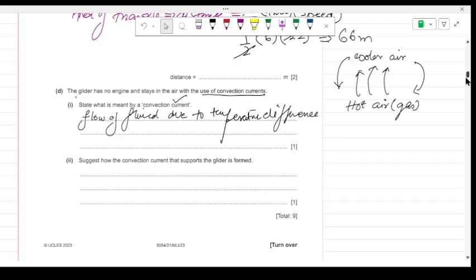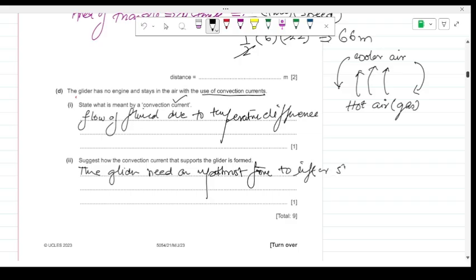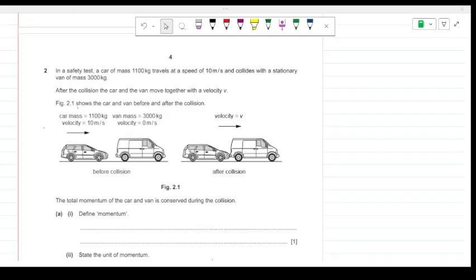So we can write: the glider needs an upthrust force to lift or stay in the air, and that is provided by the convection current. So you can write that the convection current helps the glider to move forward or to lift or stay in the air. Okay, so moving on to question number 2.